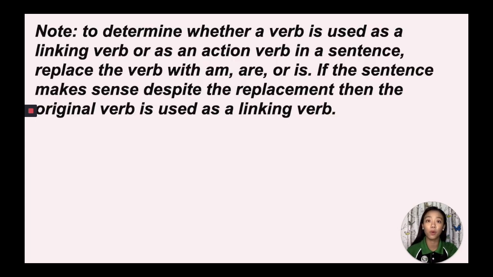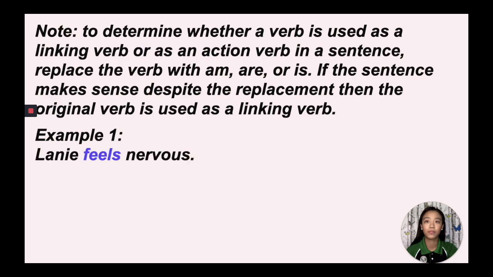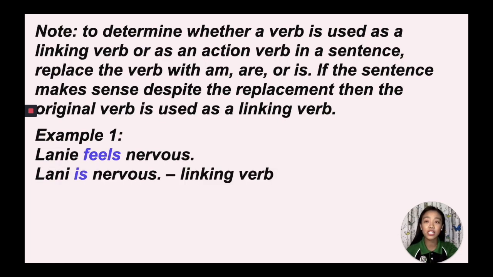In order to determine whether a verb is used as a linking verb or as an action verb in a sentence, replace the verb with am, are, or is. If the sentence makes sense despite the replacement, then the original verb is used as a linking verb. For example, Lani feels nervous. Let's substitute the linking verb feels with is. Lani is nervous. When we replace the original verb feels with is, the sentence still makes sense. Therefore, feels in this sentence is a linking verb.